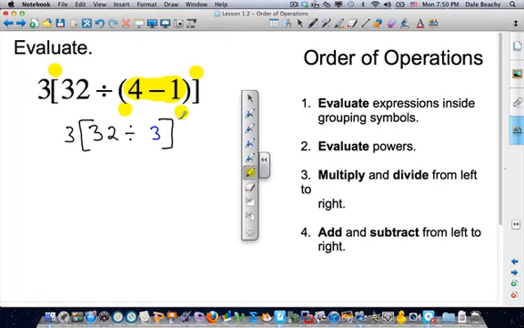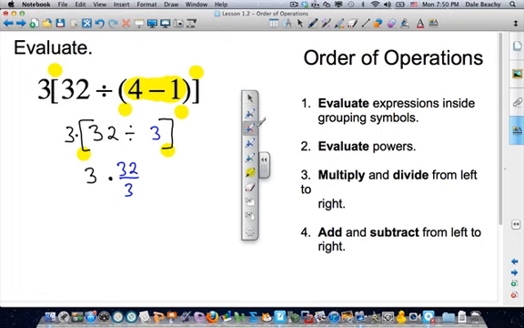Now, since we still have a set of brackets or symbols of inclusion, we need to divide 32 by 3. Now I know that 3 doesn't go into 32 equally, so I'm going to simply rewrite this expression as a fraction. And that will let me eliminate the grouping symbol. So 32 divided by 3 is simply 32/3. And we know that we're multiplying in this position, so I can bring the multiplication symbol down and set my factor 3 to the left.